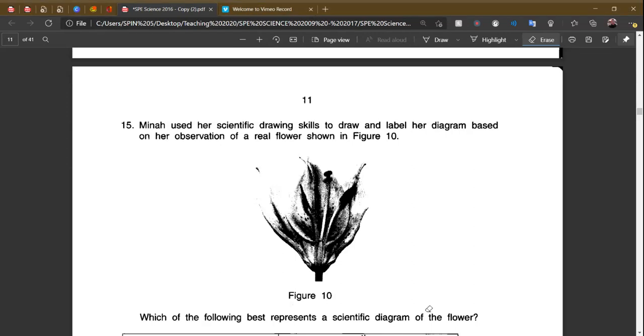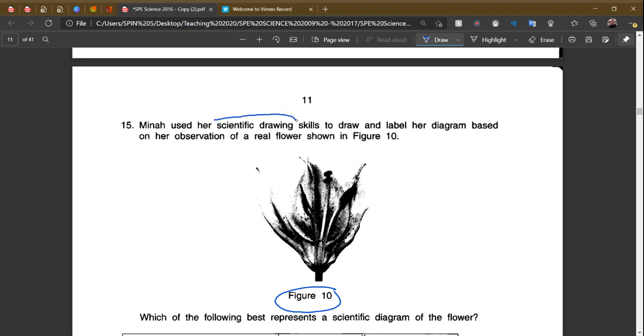Okay, let's continue with question number 15. Mina used her scientific drawing skills to draw and label her diagram based on her observation of a real flower shown in figure 10. So this is figure 10, and figure 10 is an image of a flower. When they scan it into the exam paper, it becomes black and white.